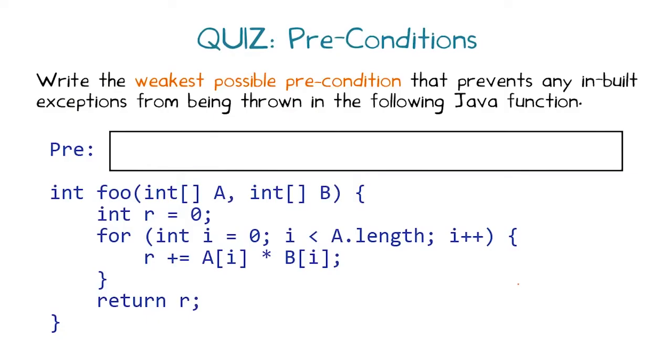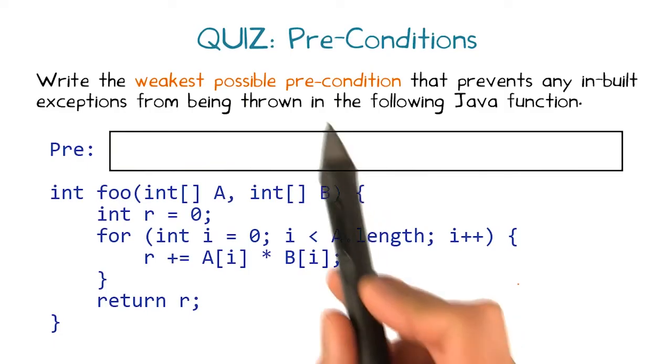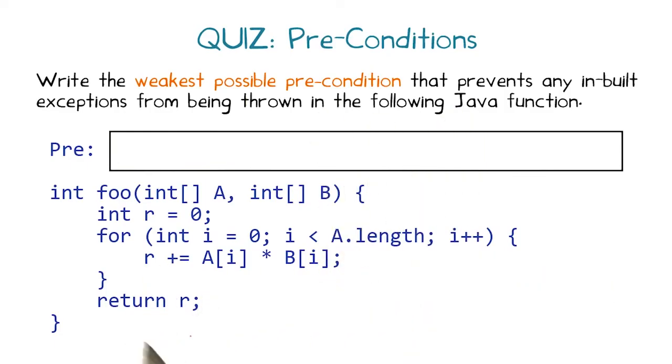To check your understanding of preconditions, let's take a look at this Java function. For this quiz, write the weakest possible precondition that prevents any built-in exceptions, such as null pointer exception and array index out of bound exception, from being thrown during any execution of this function. Write your answer as a Java Boolean expression in the text box provided. You don't need to write an assert statement here, just a Boolean expression.